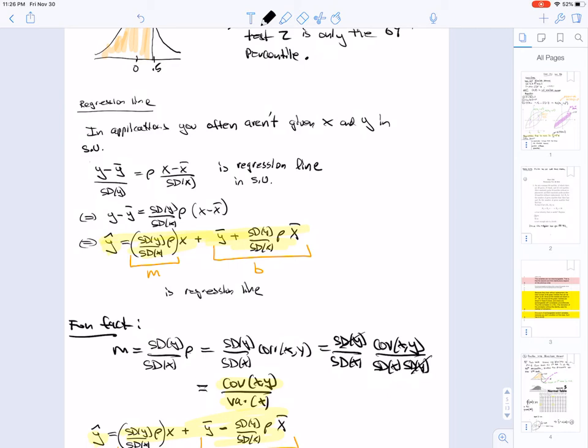So now the regression line for when you're not in standard units. In applications, you often aren't given x and y in standard units. So now we know the regression line in standard units has slope rho and no y-intercept. So we can write (y minus y bar) over standard deviation of y is rho times (x minus x bar) over standard deviation of x. And just rewrite that to get the regression formula highlighted at the bottom here, where the slope is sdy over sdx times rho, and the y-intercept, this should be a minus.